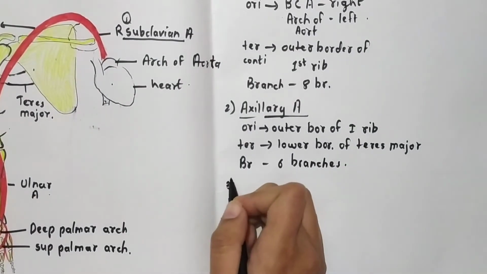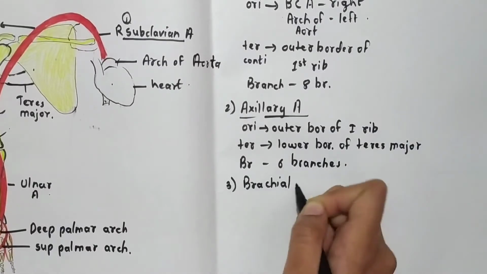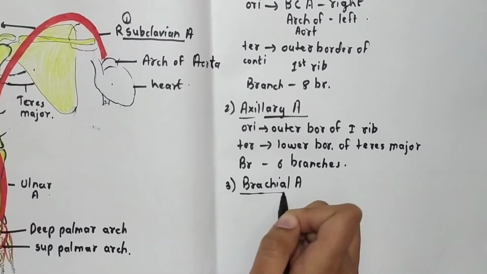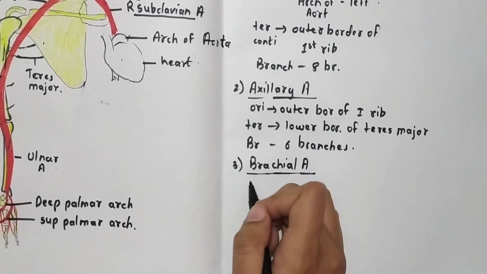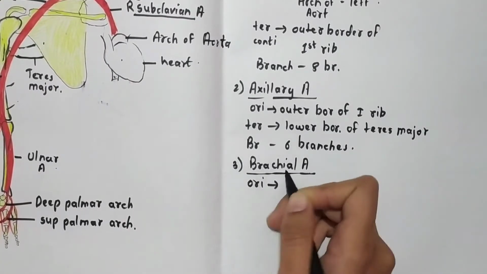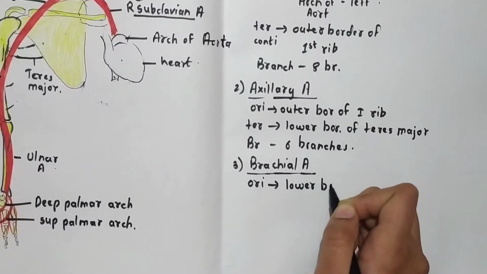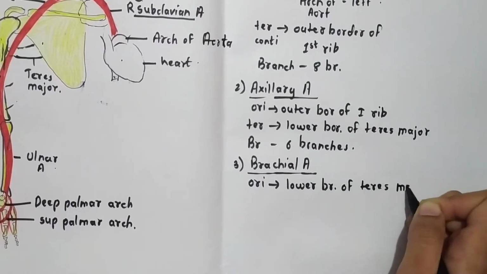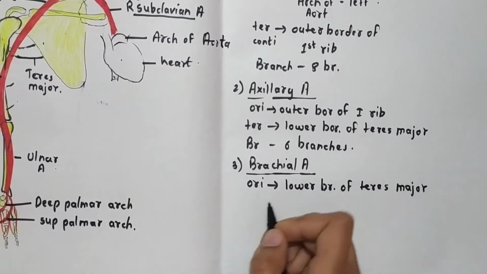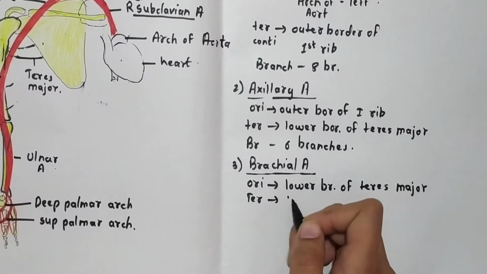Third one is brachial artery. Brachium region is the region of arm. That is why it is known as brachial artery. So its origination is from the lower border of teres major muscle, and termination at cubital fossa or elbow joint.